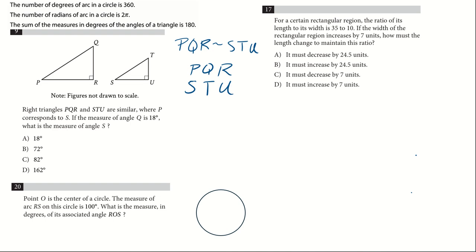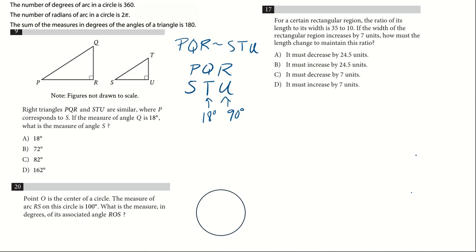So I know that if I know the angle measure of P, I'll know S, for example. If I know Q, I'll know T. If I know R, I'll know U. So let's start with Q and T. Q was 18 degrees. So I know that T has to be 18 degrees. U and R, I can see, are 90 degrees based on the marking of the right angle.